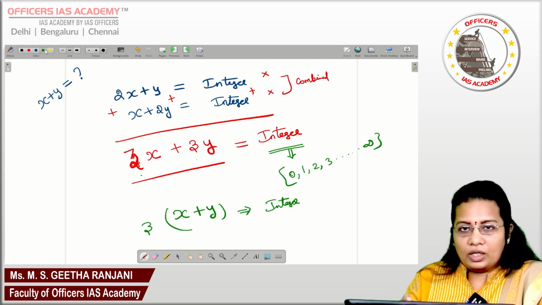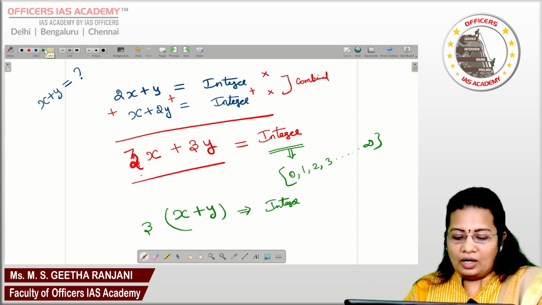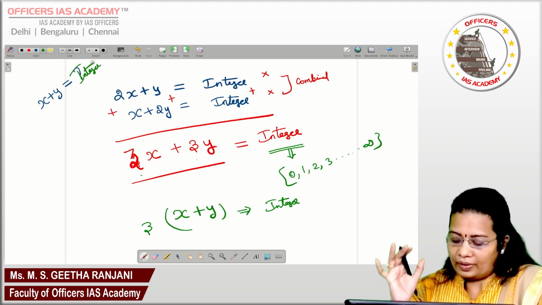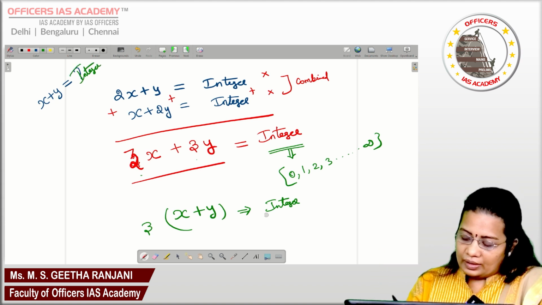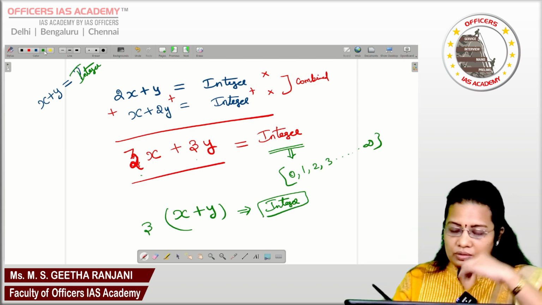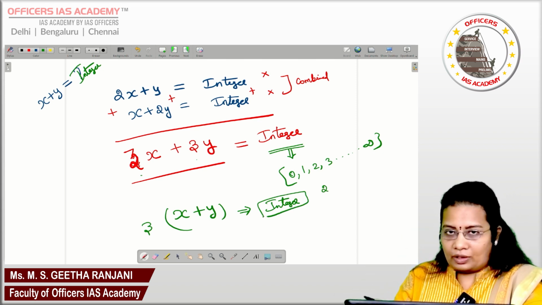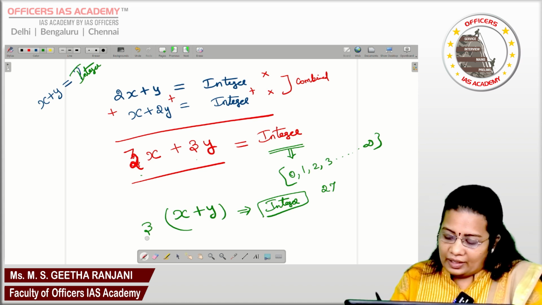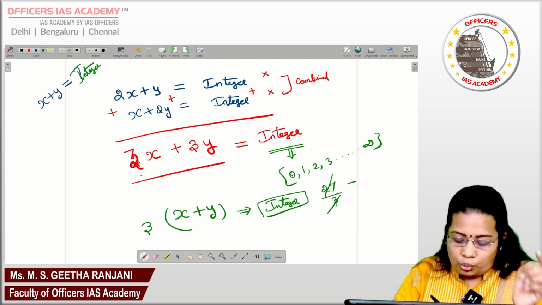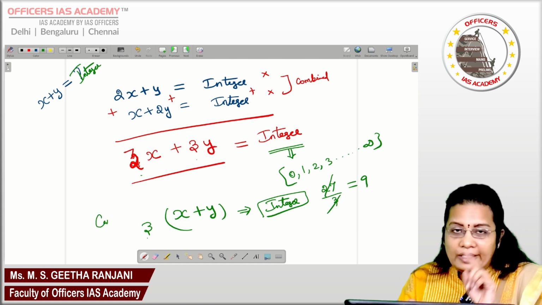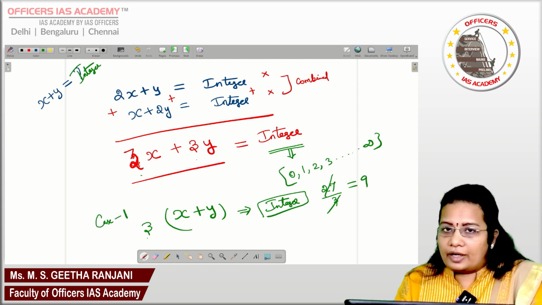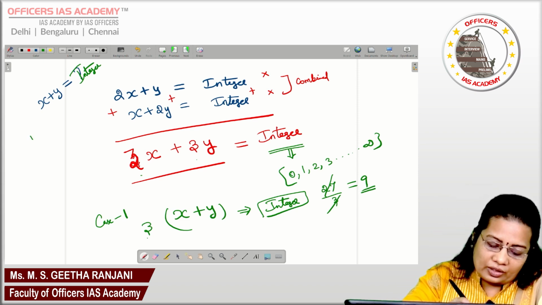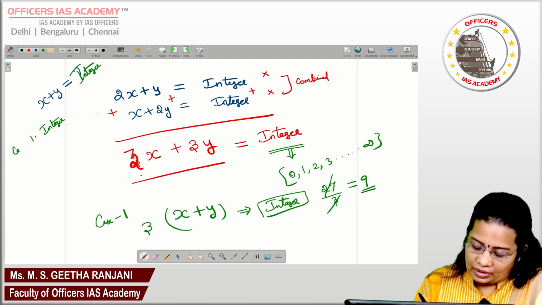So what is going to be x plus y? You're just asking whether x plus y is an integer or not. This is what they are asking. So first of all, let's assume any integer value for the right side. Let me take 27, one of the possibilities. It is not necessarily the correct one. So this 3 will go to that side. Under case 1, I have taken 27, and I got x plus y as an integer.